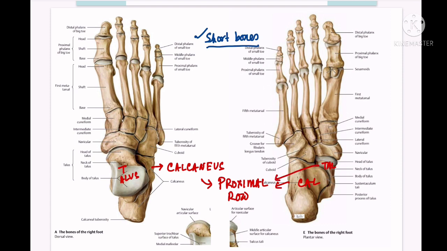The navicular bone forms the middle row. Navicular bone alone. This navicular bone forms the middle row.